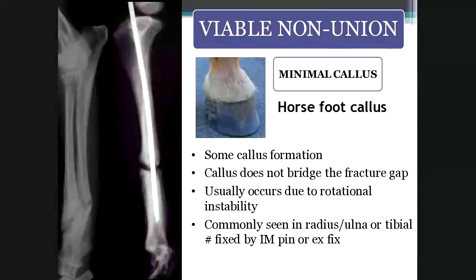Minimal callus, also called horse's foot callus, shows some callus formation. For example, in the images here, there is some callus present. It's just not as much as the previous slide, but it doesn't bridge the fracture gap. This again occurs due to rotational instability most commonly, and this is more commonly seen in the radius and ulna or the tibia, fixed by IM pins or an external fixator.